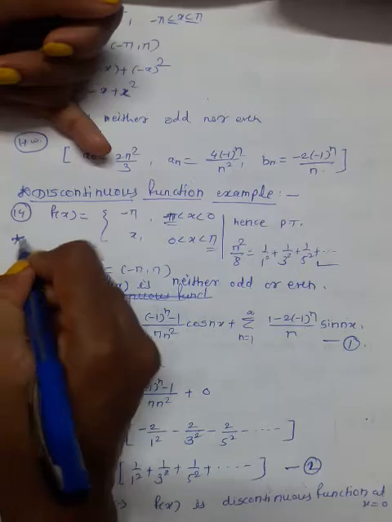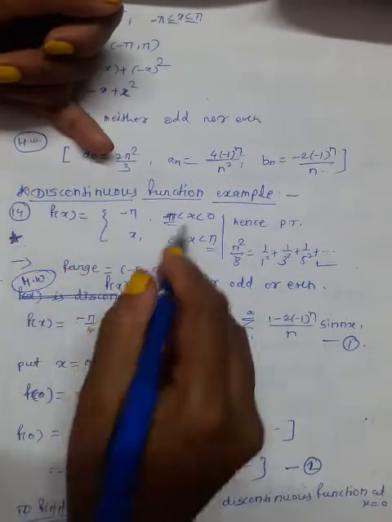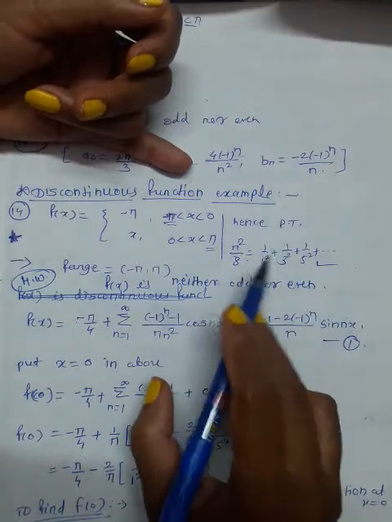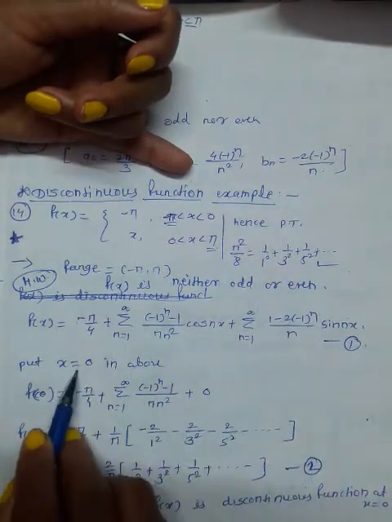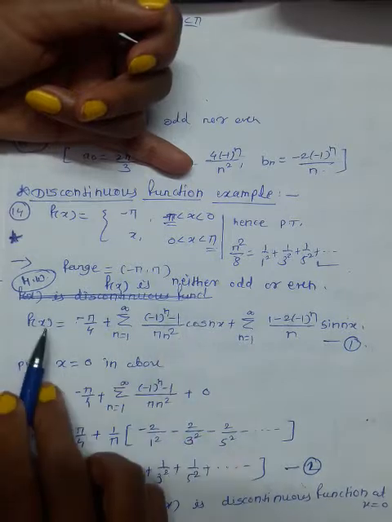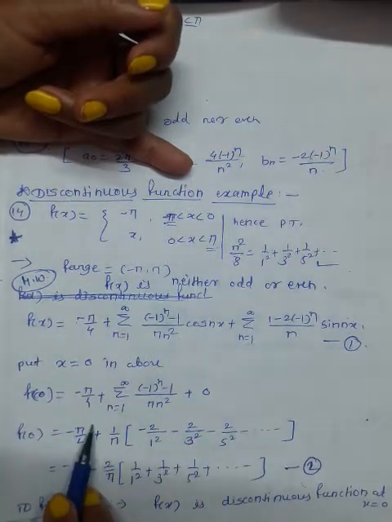this is marked with a star because this is a discontinuous function at x equal to 0. Now to find this sub-question, we have to put x equal to 0 on both sides. If you put x equal to 0 on both sides, it becomes f of 0 equal to minus pi by 4.